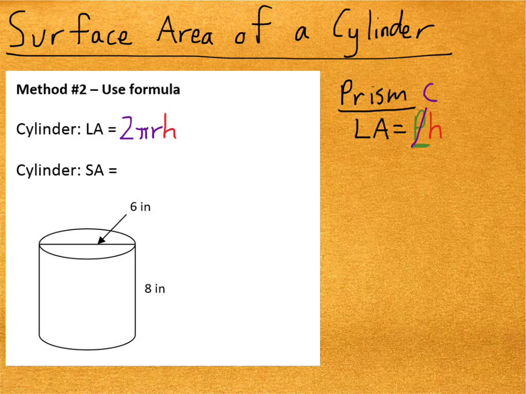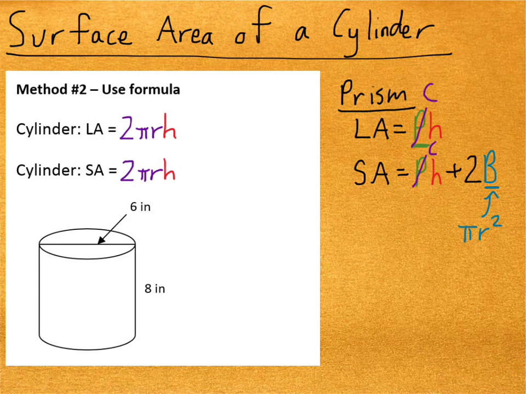For the total surface area, remember for a prism it was perimeter of the base times height plus 2 times the area of the base. Once again, the perimeter is just the circumference, the height is the height, and the area of the base, because it's a circle, is pi r squared. So that would be 2 pi r squared. Okay, so those are the formulas.